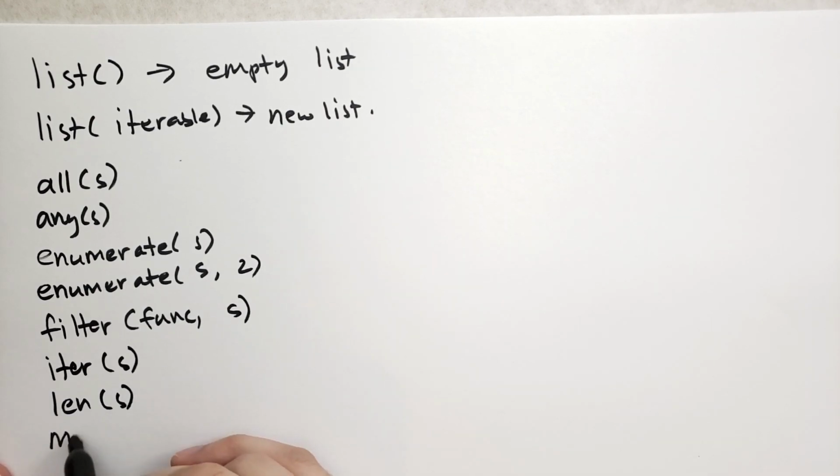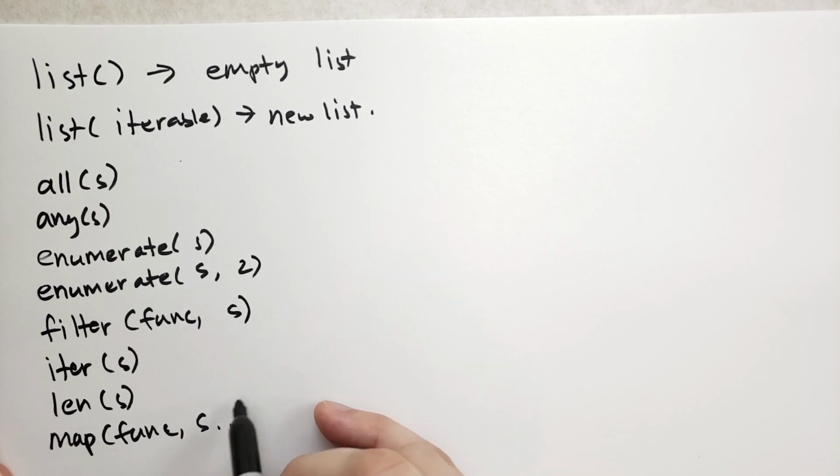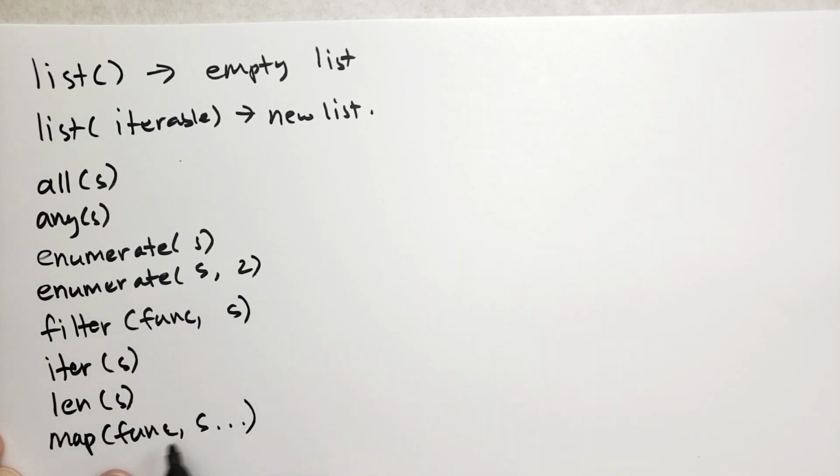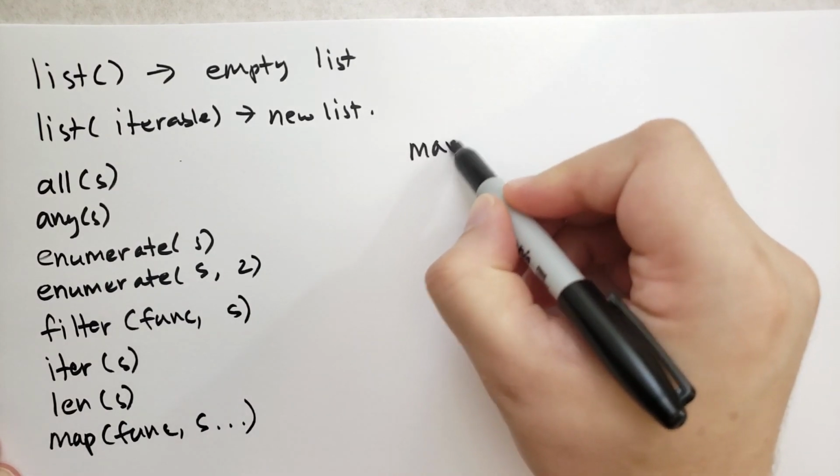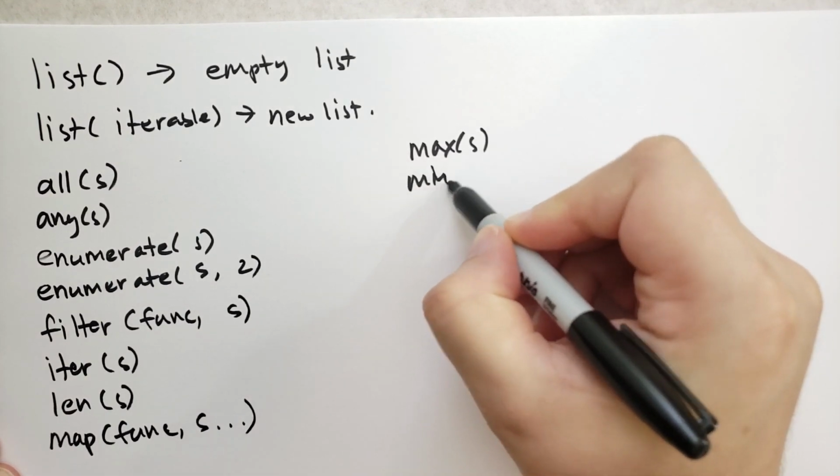We have the map function that we've talked about before, where it takes a function and one or more sequences, and it'll apply that function to elements from those sequences. If there are multiple sequences, they'll be passed in as different parameters in the function, and it returns a new iterator that will give you each element from that. We also have max and min.